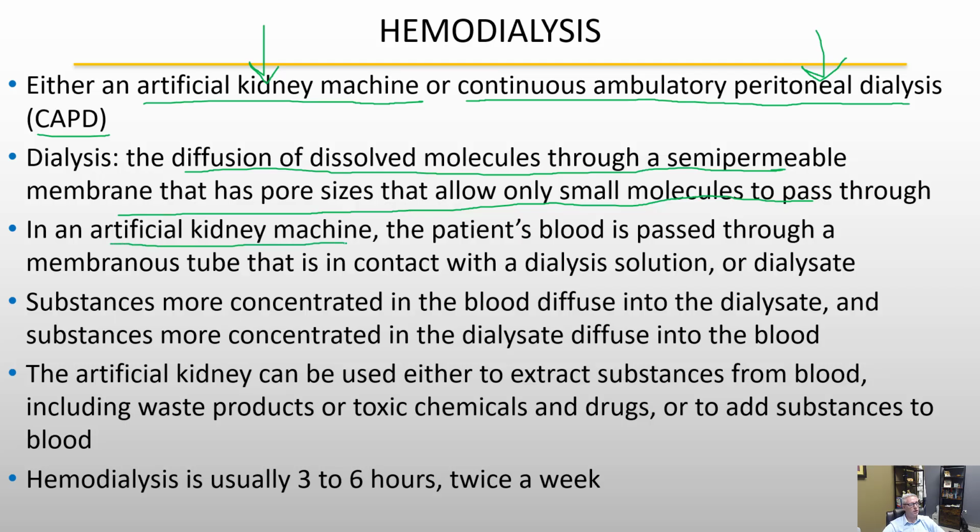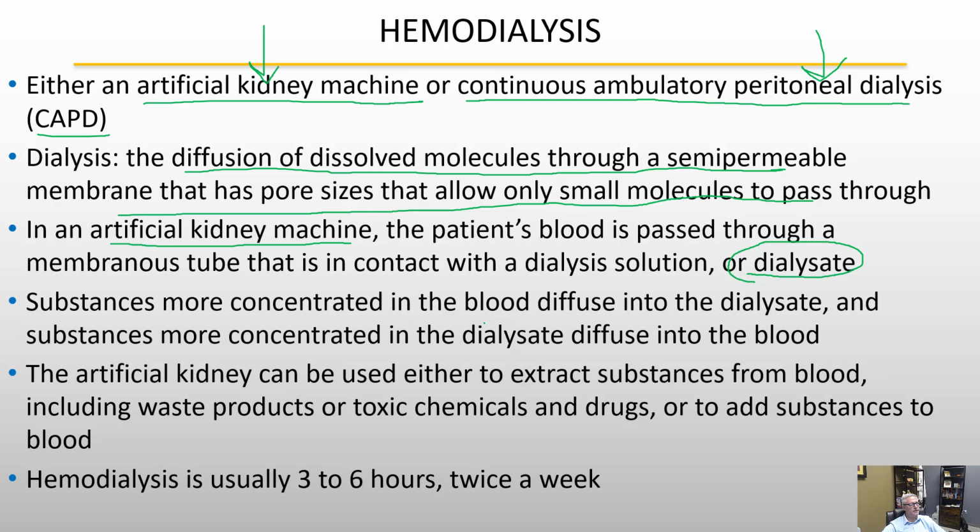If we use this artificial kidney machine, we'll hook the patient up to the machine, and we'll take the patient's blood out of the body, kind of like an IV. It'll be cleaned, and then it'll be put back in the body. And it's through this solution called dialysate.